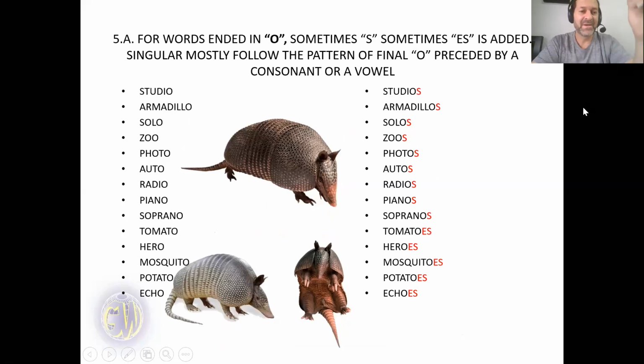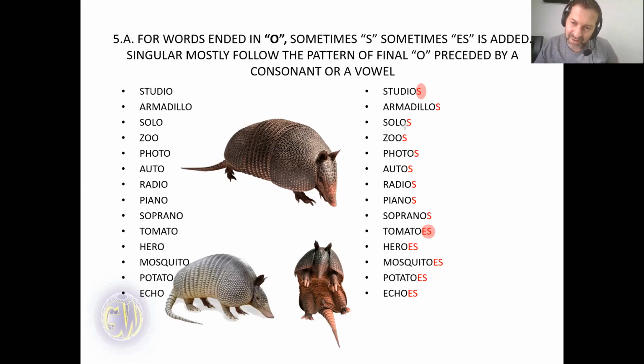rules in English. It says, for words ended in O, sometimes S, sometimes ES is added. Singular mostly follow the pattern of a final O preceded by a consonant or a vowel. Well, I am not very agree about it, and I'm going to tell you why. It says that if a word ends in O, sometimes you are going to add S, and sometimes you are going to add ES. But I have analyzed that, and it doesn't follow the rule strictly. That if it is preceded by a consonant or a vowel, just let me show you.